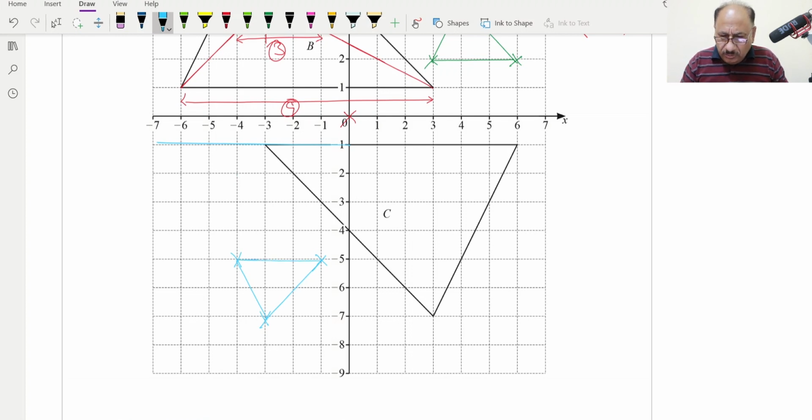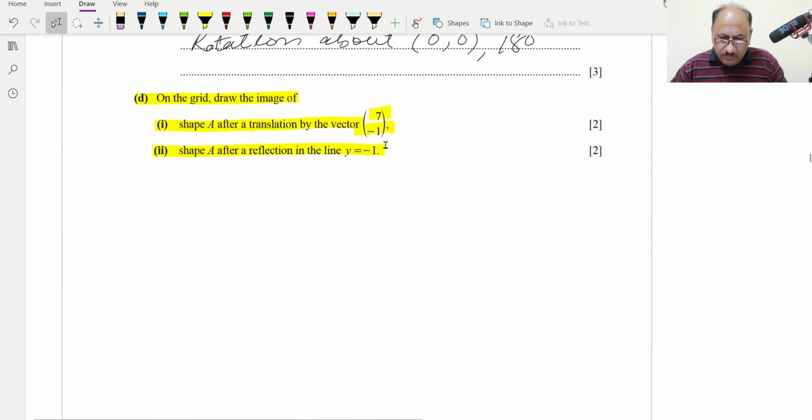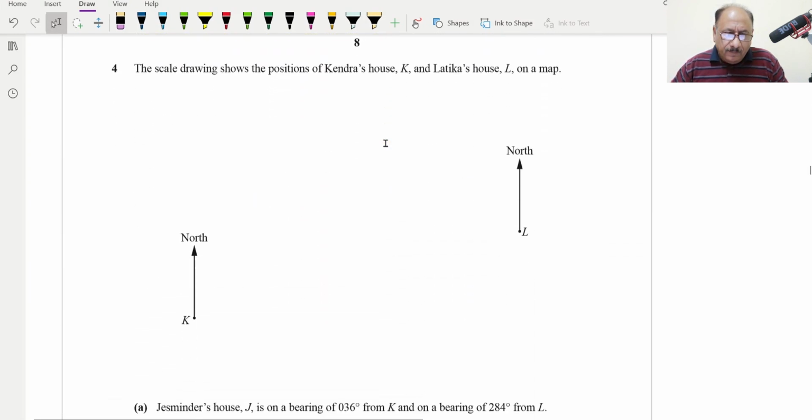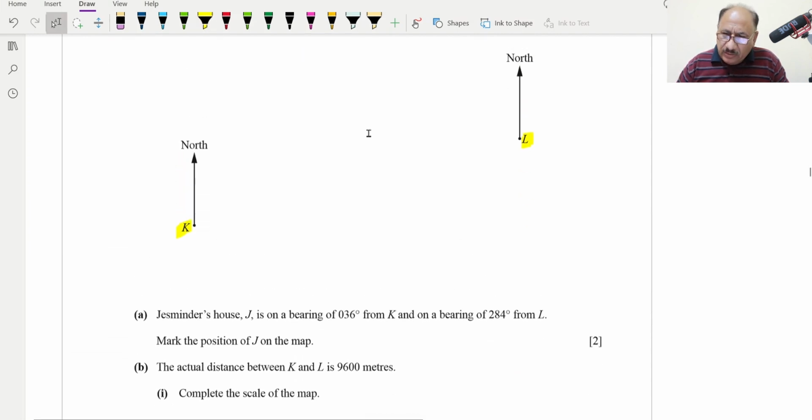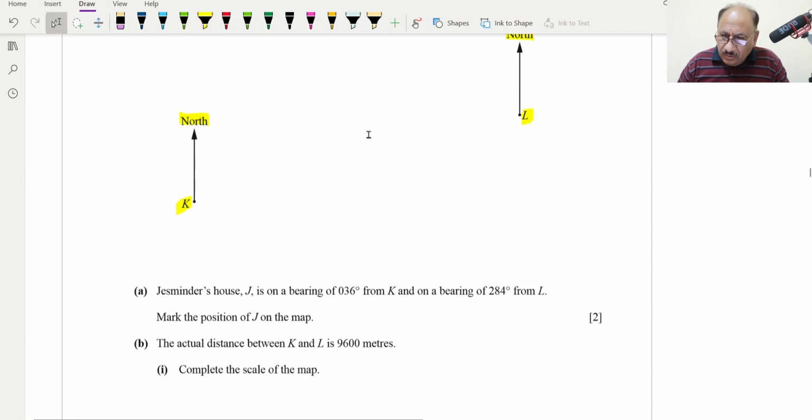Hopefully you understood each and everything. This was the last part which we have done. Now this is question number 4. Question number 4 says the scale drawing shows the positions of Kendra's house K. Kendra's house K is this one, and Latika's house L is over here on the map, and north lines are drawn. This is the north for K and north for L.